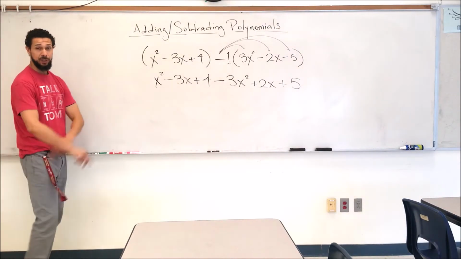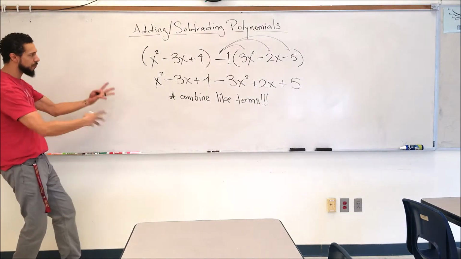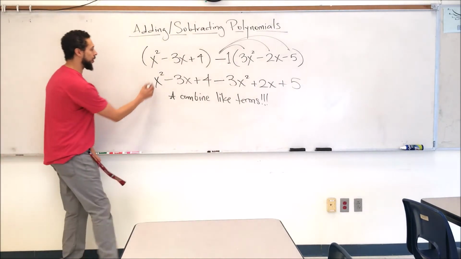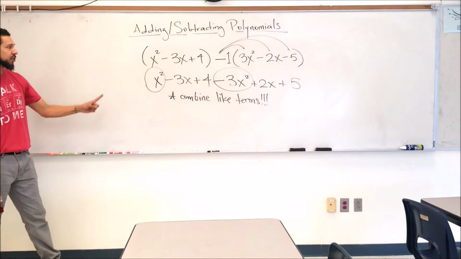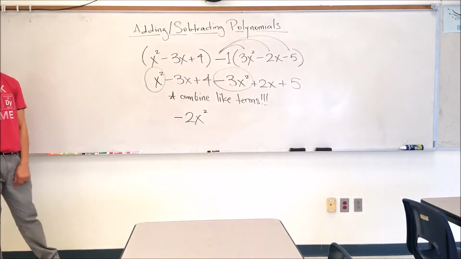I've got one more step left to do now. You know what that one last step is? Of course, combine like terms. Clean up your room. Put the stuff that goes together, just like before. X squared, put them together. X squared and negative 3x squared make what? That's right, negative 2x squared.